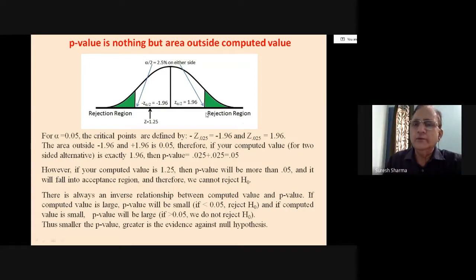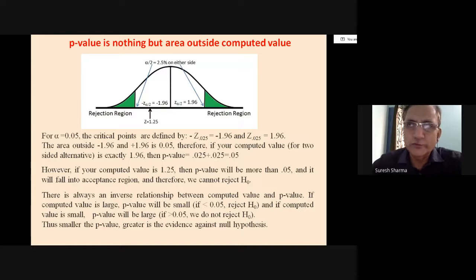Similarly, let's say your computed value is coming out to be 2.73. Now 2.73 will come somewhere here because it is 1.96, then 2.5, 2.7, and minus 2.7 will be this. Then the green area will become very less because the p-value is outside. So your p-value will become very less. And if your p-value becomes less, obviously it is definitely going into the rejection region. So you will reject your hypothesis. It will be less than 0.05 straight away.